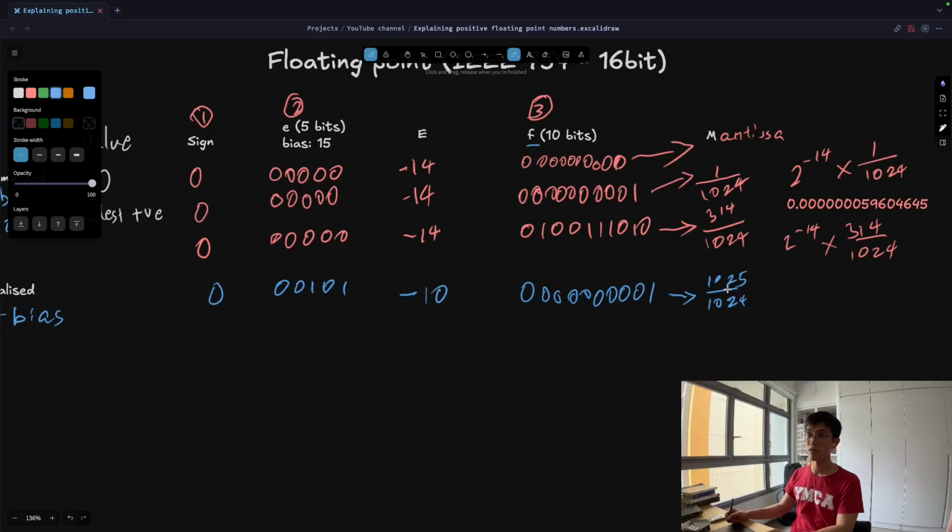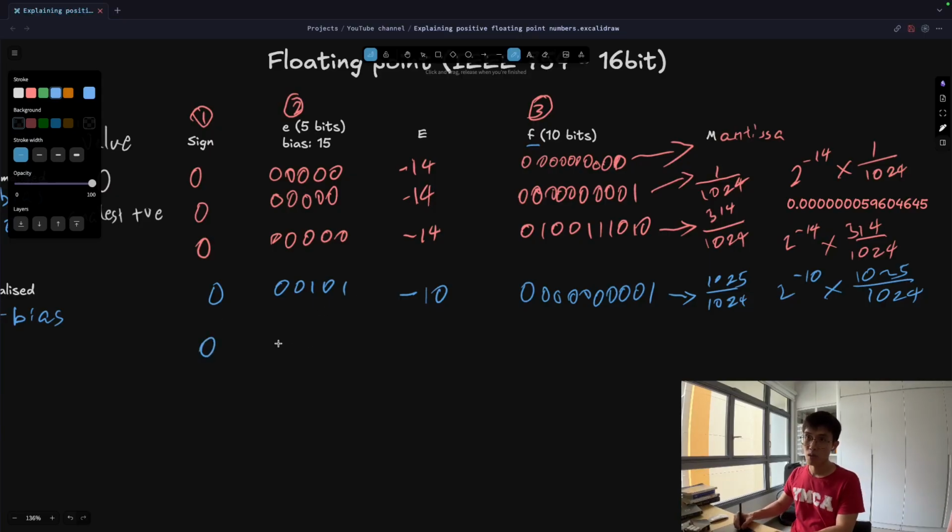So this is 1025. That means the value of this 16-bit floating point number, which is 0, 0, 0, 1, 0, 1, 0, 0, 0, 0, 0, 0, 0, 0, 0, 1, is 2 to the negative 10 times 1025 over 1024. That is how we calculate a normalized floating point number. Let's try a big one, just, why not?